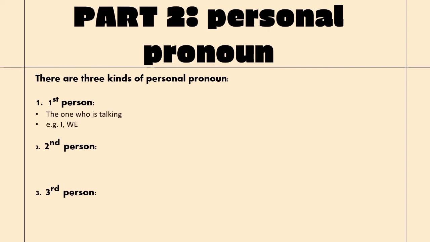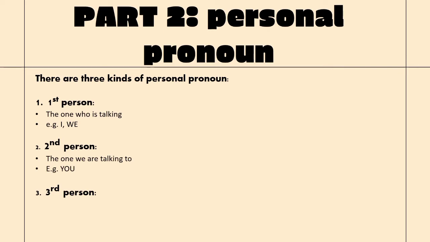First person is the one who is talking. For example, I am talking to you, so I am the first person. First person has two kinds: first person singular and first person plural. If I am talking, I will write I, and if we are a group of people talking, we will write we. So these are the first person, the one who is talking to any audience.